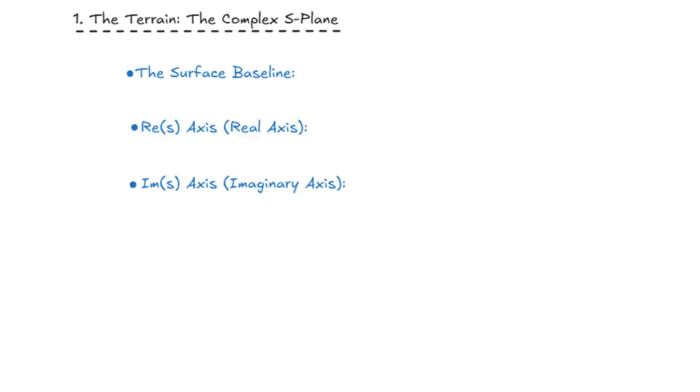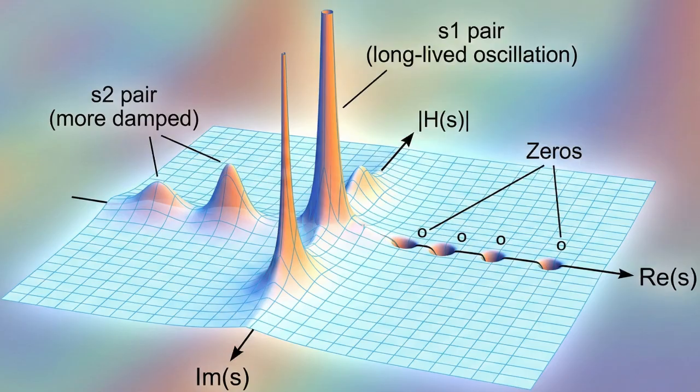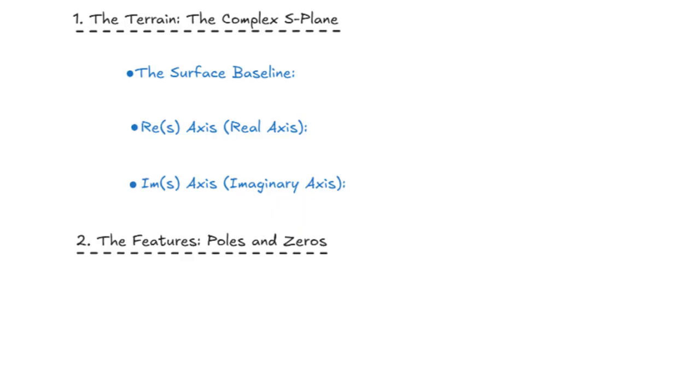The imaginary part of s axis, also called the imaginary axis. Movement along this axis determines the frequency of oscillation. The further from the real axis, the faster the oscillation. 2. The features: poles and zeros.